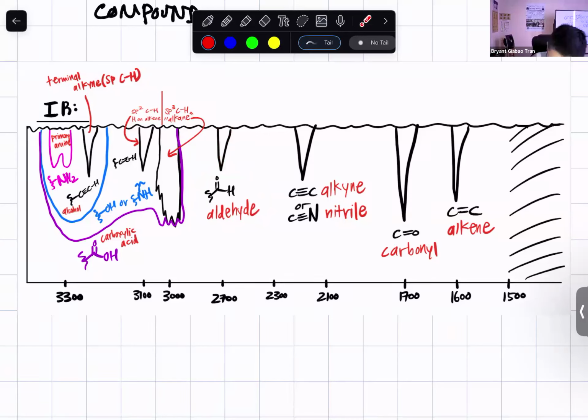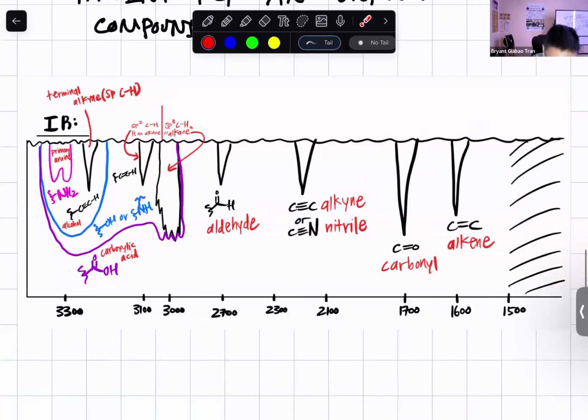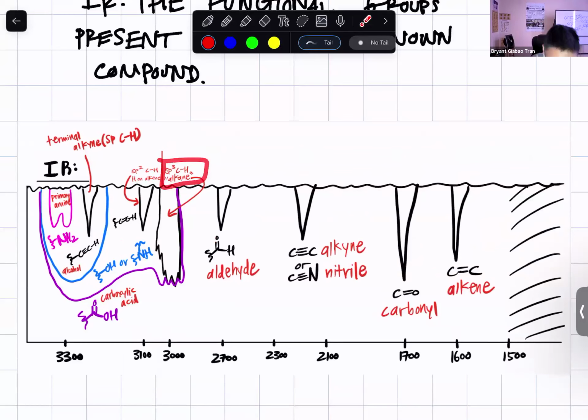And then this base peak at around 3000 right here is almost always going to be there. I have more on IR as well, so we could try that at the end of the session or tomorrow's session. But for now, let's just go over what IR means, what they represent. They just show you what functional groups are present in an unknown compound. This is always going to be an sp3 carbon-hydrogen bond, right? So that 3000 base peak right there.